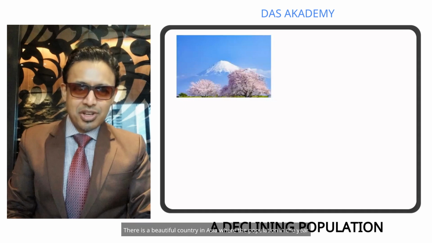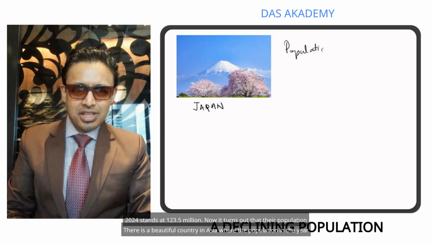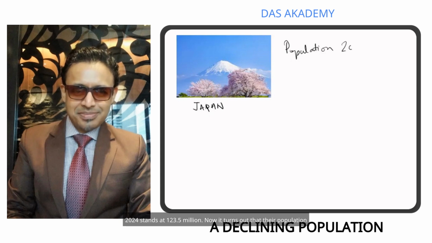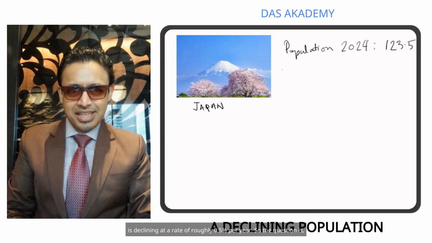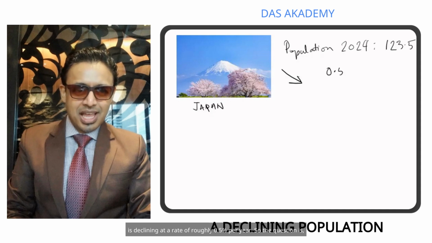There is a beautiful country in Asia where the population in the year 2024 stands at 123.5 million. Now it turns out that their population is declining at a rate of roughly 0.5% per year.